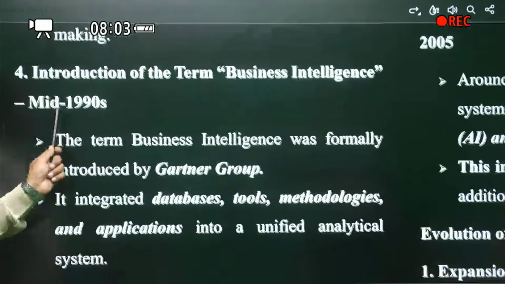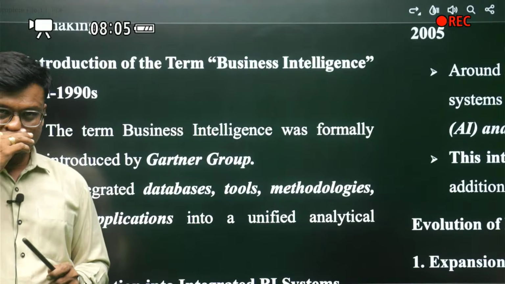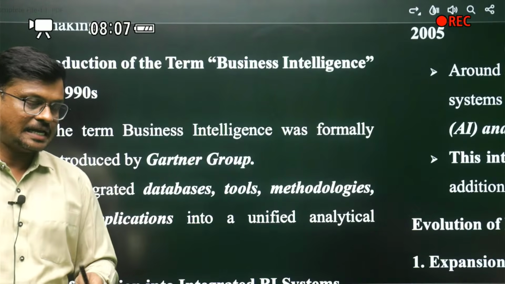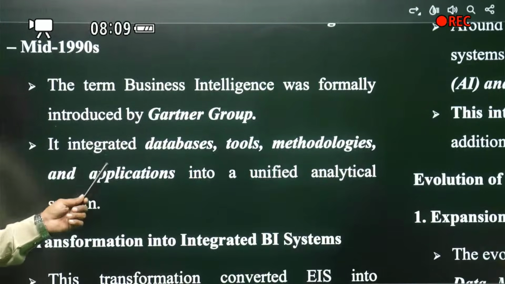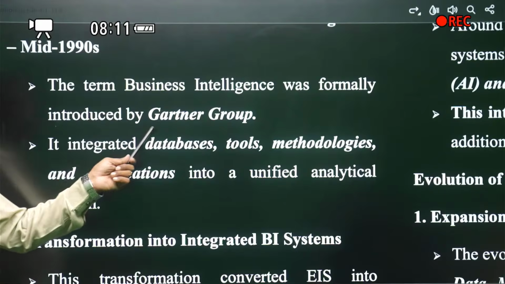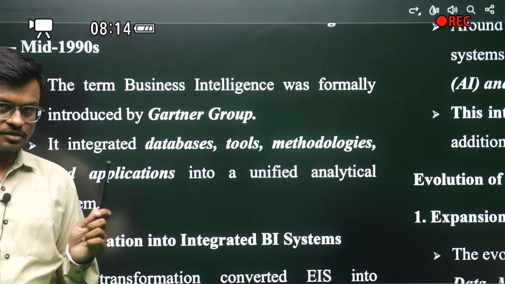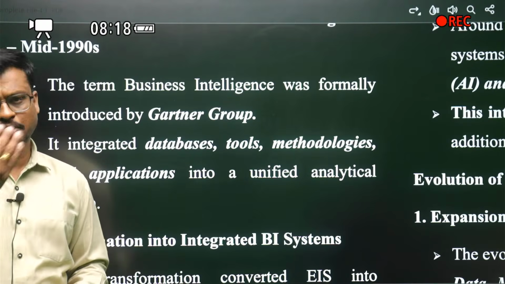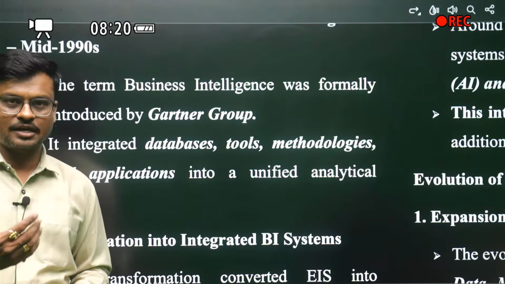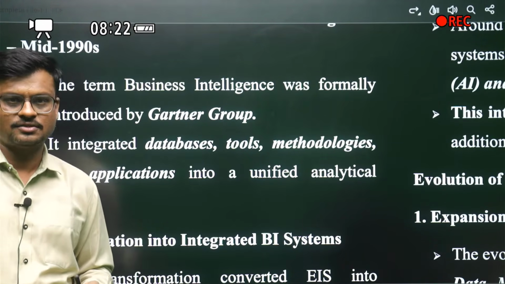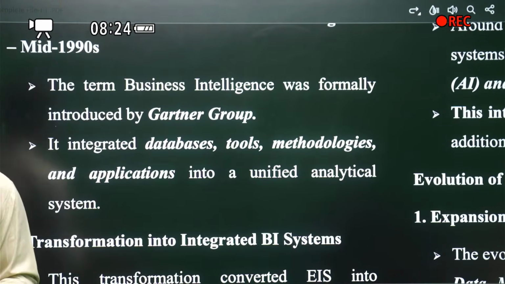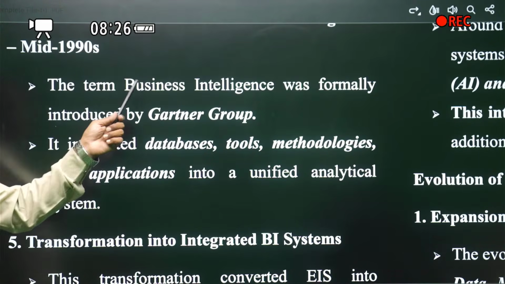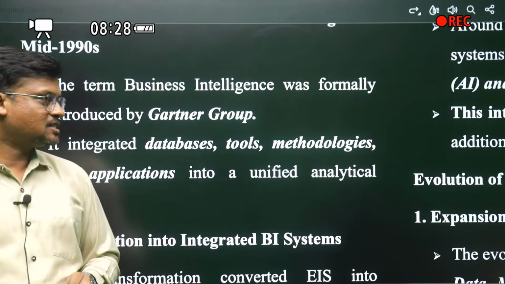The fourth one is the introduction of the term business intelligence, which was done in the early 1990s. The term business intelligence was formally introduced by Gartner Group. This is the first time we started using the term business intelligence. Prior to that, we were using terms like MIS, EIS, or analysis. We were limited to that, but in the early 1990s, we started using the term business intelligence.